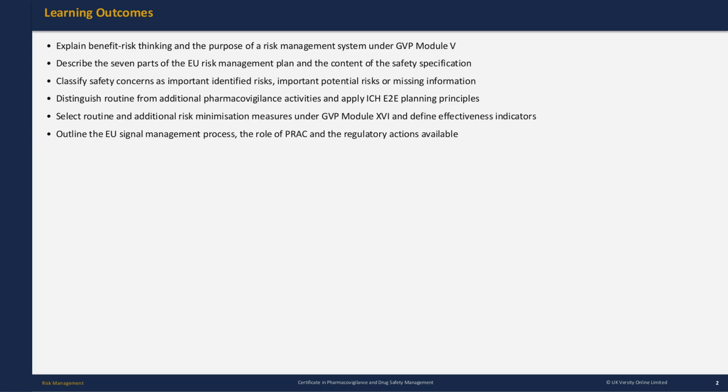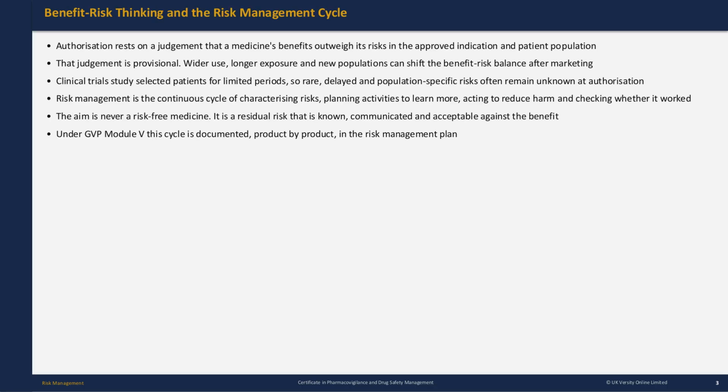Learning outcomes. Explain benefit-risk thinking and the purpose of a risk management system under GVP Module V. Describe the 7 parts of the EU Risk Management Plan and the content of the safety specification. Classify safety concerns as important identified risks, important potential risks, or missing information. Distinguish routine from additional pharmacovigilance activities and apply ICH-E2E planning principles.